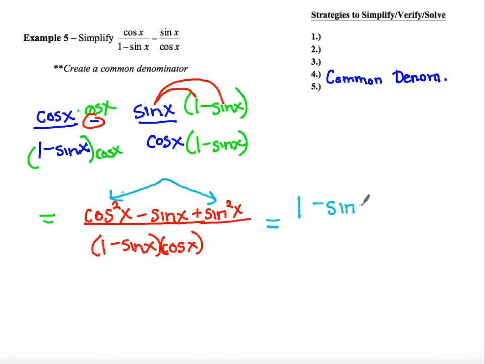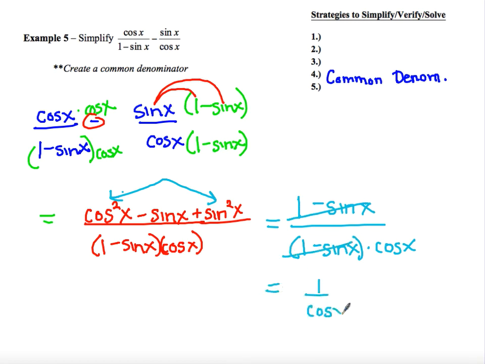1 minus the sine of x on the numerator, and then, oh, look at that, in the denominator, 1 minus the sine of x again times the cosine. These 1 minus the sine values are in common, so I can eliminate both of those. That leaves me with a 1 over cosine. From your reciprocal identities, we know that that is equal to the secant. So our final answer there is the secant of x.